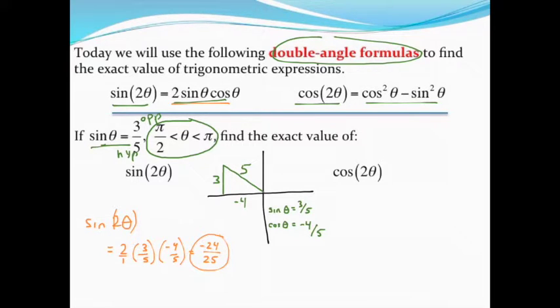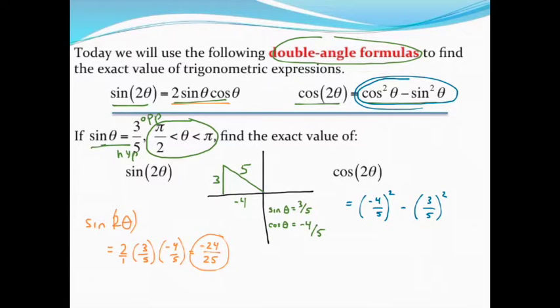I'll do a similar thing to find the cosine of 2 theta. It's a different formula; they're not really that similar to each other, so make sure you pick the appropriate formula. To find the cosine of 2 theta, it's the cosine squared, so negative 4/5 squared. Make sure that's in parentheses. When you multiply a negative number times itself, it's always going to come out positive. And then minus the sine squared, so minus 3/5 squared.